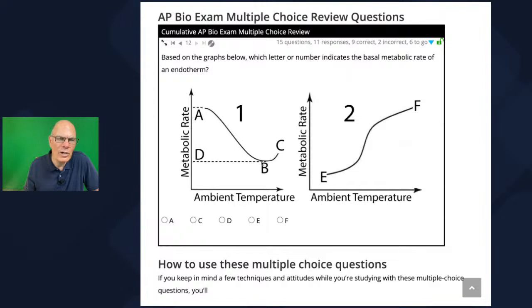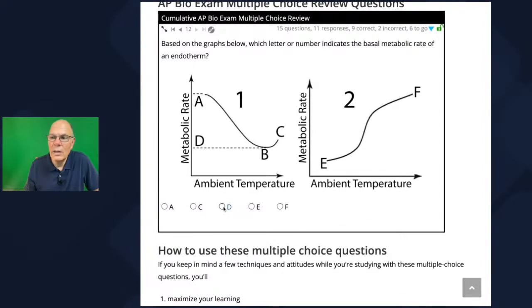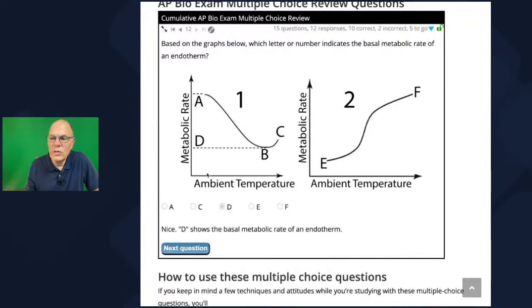At a certain temperature, which I think is about 80 degrees or 70 degrees, it doesn't take any energy at all for you to maintain your body temperature. That's your basal metabolic rate, and it's represented by this line over here at D. That's why I kind of had to leave B off the graph, right? So this line represents the basal metabolic rate. And then as it gets really hot, then you actually have to expend some energy for cooling. So the answer is D. D shows the basal metabolic rate of an endotherm.